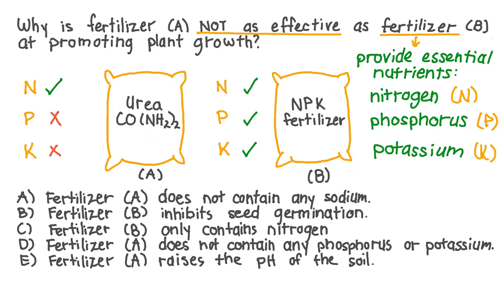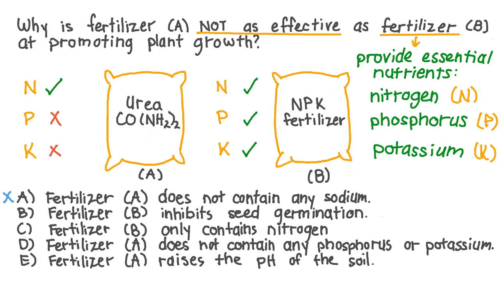In this question, we're looking for the reason why fertilizer A is not as effective as fertilizer B. And what we just discussed about the elements that each fertilizer contains probably has something to do with it. But let's take a look through our answer choices. Answer choice A says that fertilizer A does not contain any sodium. This statement's true. Fertilizer A doesn't contain any sodium, but neither does fertilizer B. That's because sodium isn't a nutrient that we need to supply plants through fertilization, so this isn't the correct answer.